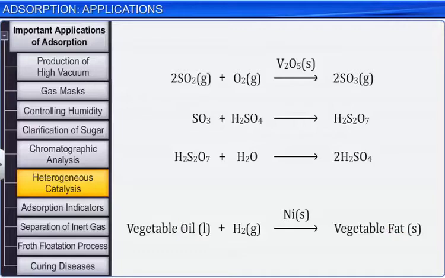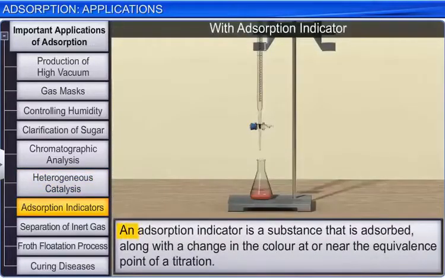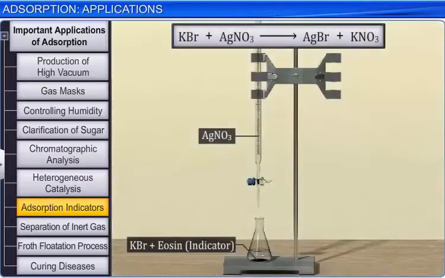An important application of adsorption in the laboratory is an adsorption indicator. An adsorption indicator is a substance that is adsorbed along with a change in the color at or near the equivalence point of a titration. This finds use in precipitation titrations. For example, potassium bromide is easily titrated with silver nitrate using eosin as an indicator.